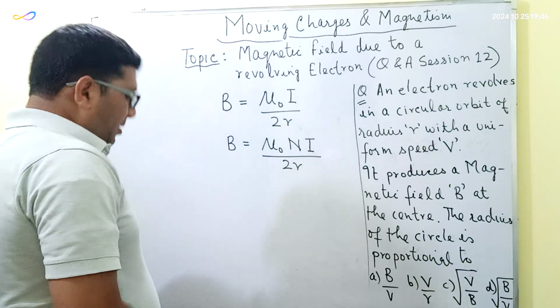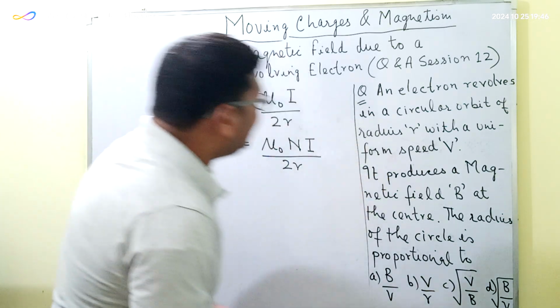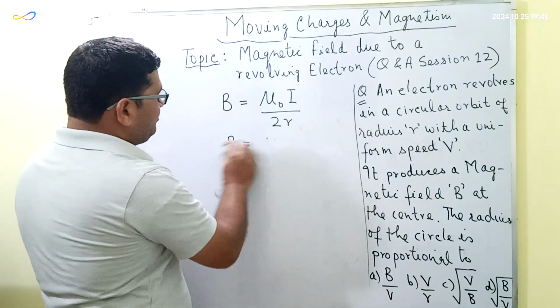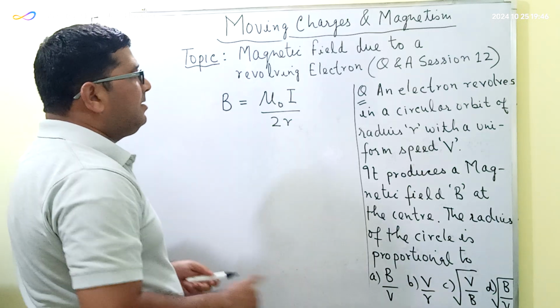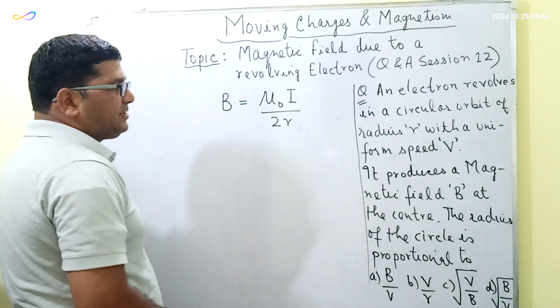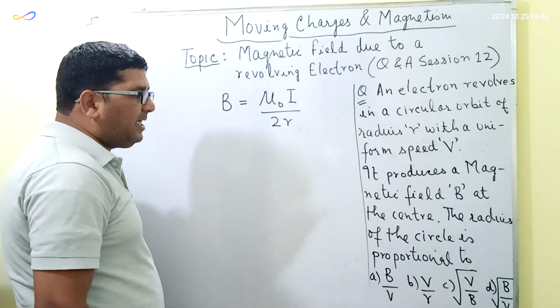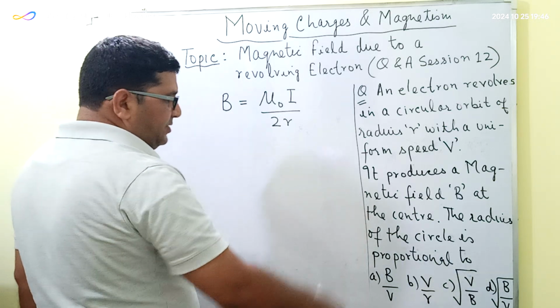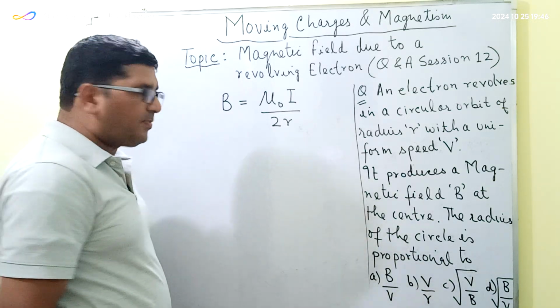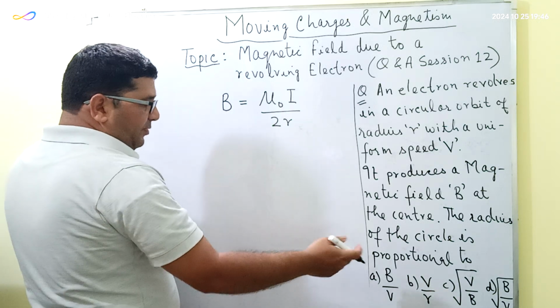So, in this question, the electron is moving in a circular orbit of radius r with a uniform speed v. It is producing a magnetic field B at the center. The radius of the circle is proportional to, so there are four options here.